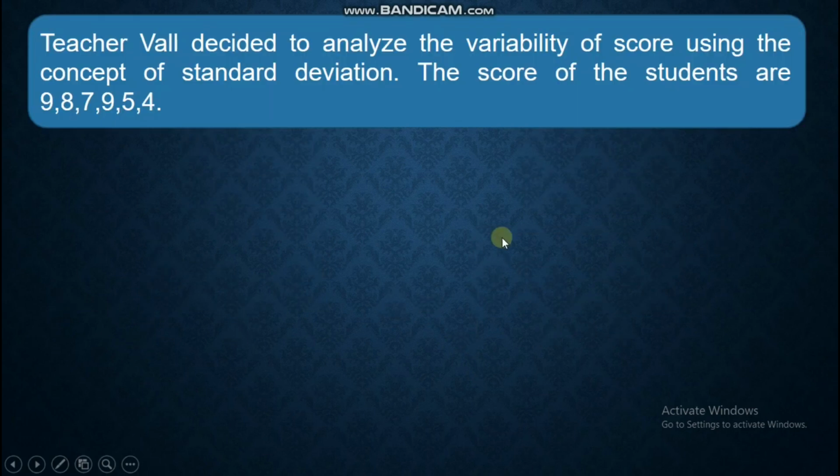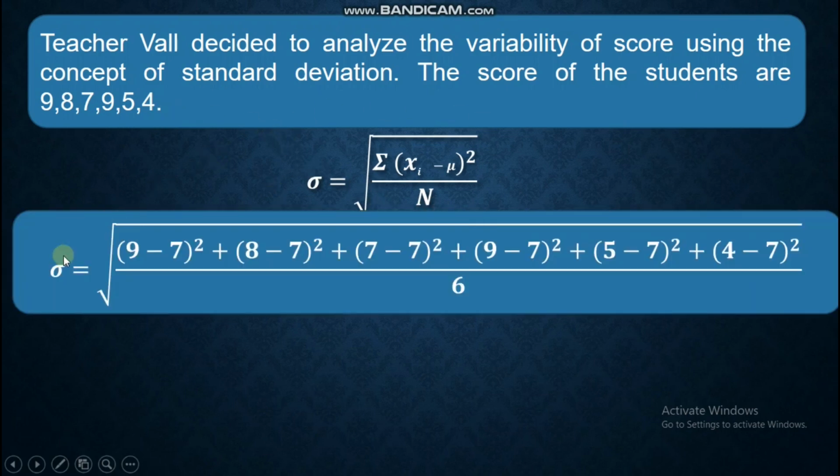Okay, let's have an example. Teacher Val decided to analyze the variability of scores using the concept of standard deviation. The scores of the students are 9, 8, 7, 9, 5, 4. So what is our equation to be used? Is it sample or population? Okay, we are going to use the population since this is the only score that Teacher Val wants to calculate its variability. So since this is our equation, we can now have this.